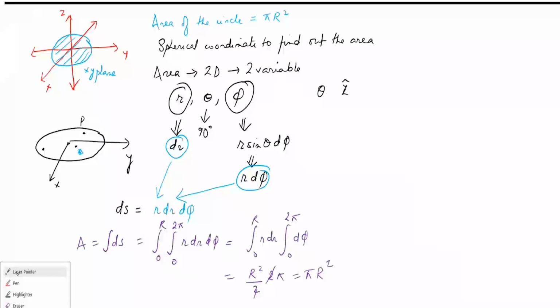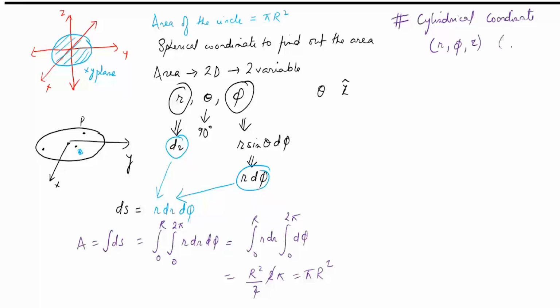Now, the same logic can be applied for cylindrical coordinates. In cylindrical coordinates, some people write r phi z and some people write s phi z, but both notations are the same. The only thing is you have to identify which one is r.